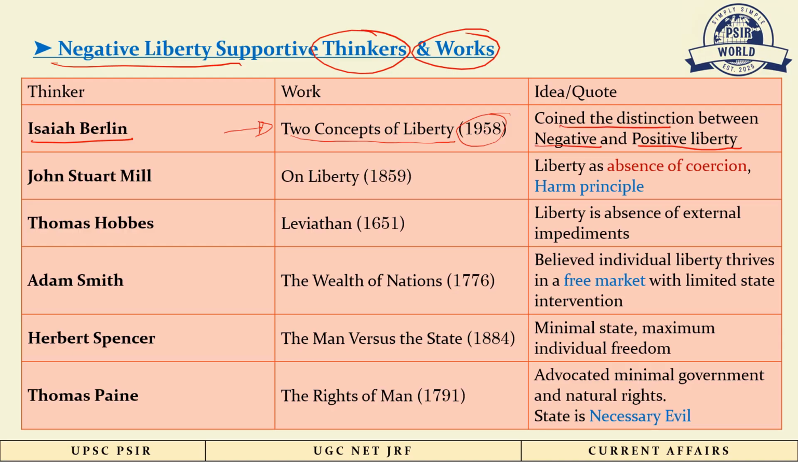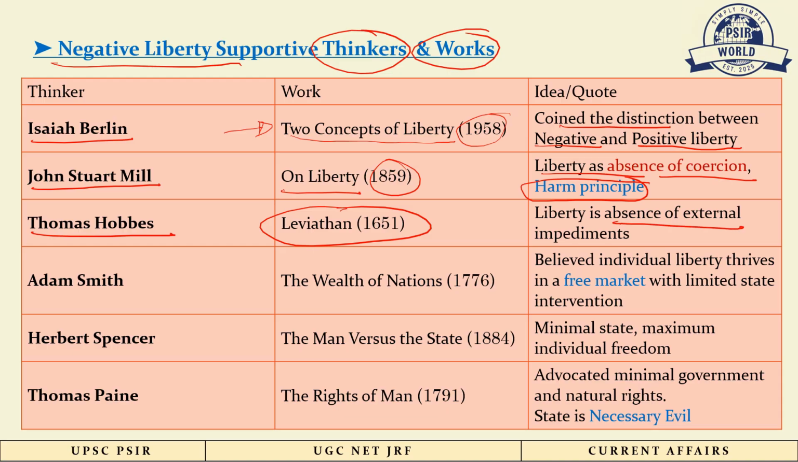We already know this. Now John Stuart Mill or J.S. Mill, his most popular work is On Liberty, 1859. He defined liberty as the absence of coercion and he gave the harm principle. The harm principle says that any person is allowed to do anything whatever he wants unless it harms any other person. Thomas Hobbes, his most popular work is Leviathan, published in 1651. He says that liberty is the absence of external impediments.